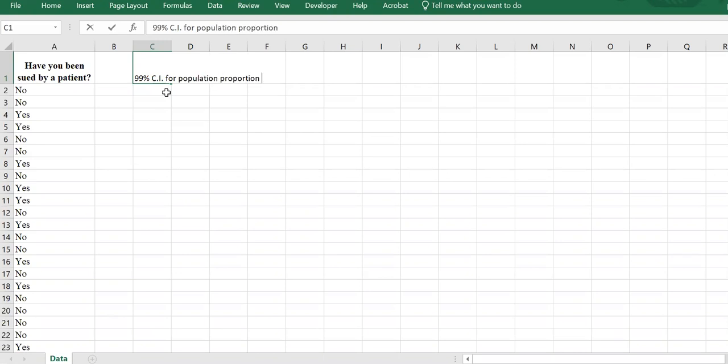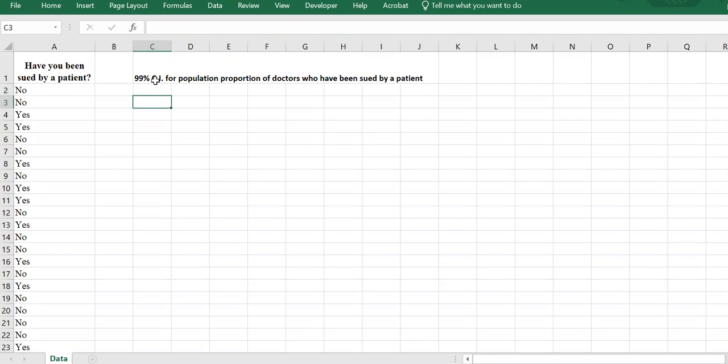of medical doctors who have been sued by a patient in their career. So this is what we're looking for: a 99% confidence interval for the population proportion of medical doctors who have been sued by a patient.